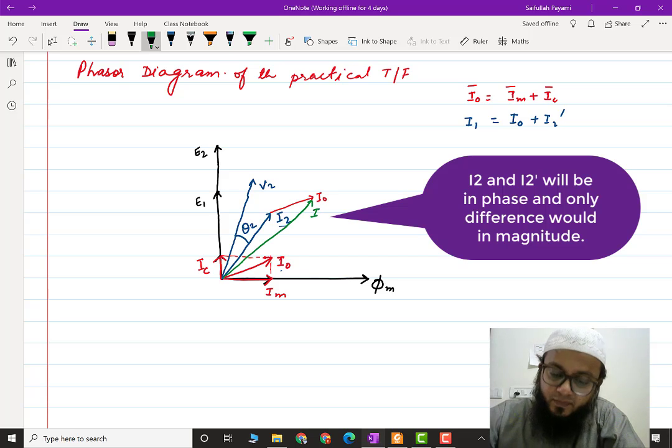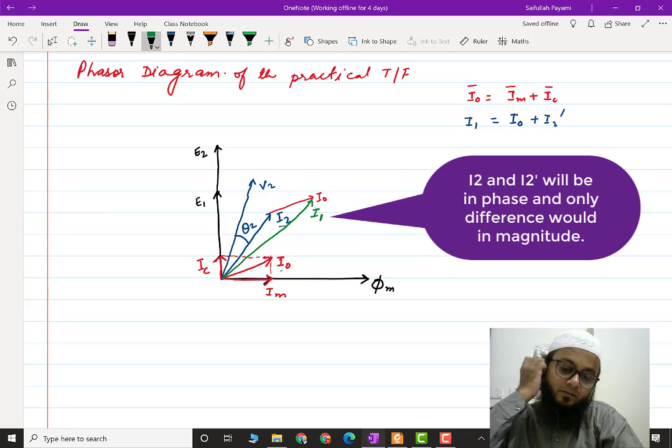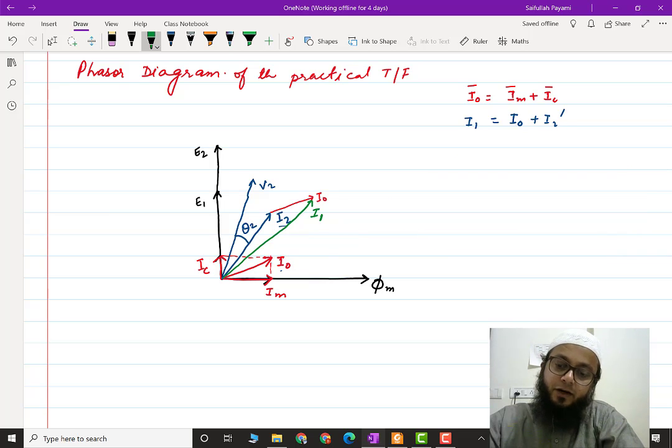So this is I1 here. I1 is actually equal to I naught plus I2 dash. The magnitudes of I2 dash and I2 would be different, but I2 dash and I2 would be in the same phase. That's why I have taken the sum of it. So what you can think of is this is I2 dash instead of I2 here. Okay, so you can see that.